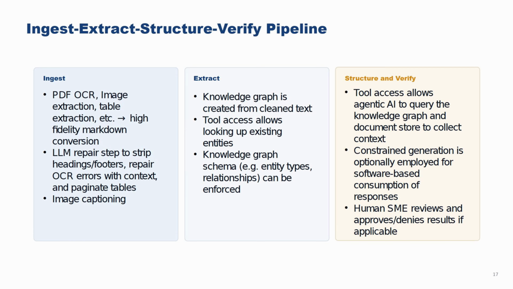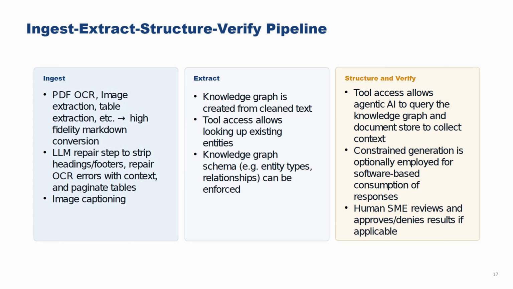So just to go a little more in depth into each step of that 4-step pipeline that I had mentioned. In terms of ingestion, like I said, we're handling OCR in case of scanned PDFs. We're handling image extraction, table extraction, equations, all of that stuff, links as well. Our goal is basically to do the most high fidelity markdown conversion possible. In terms of what happens after that, we do an LLM repair step.